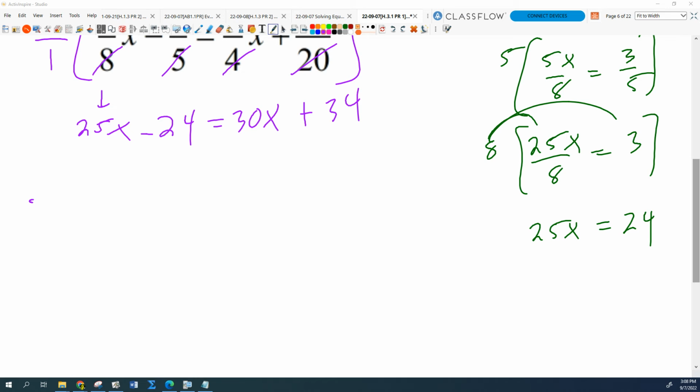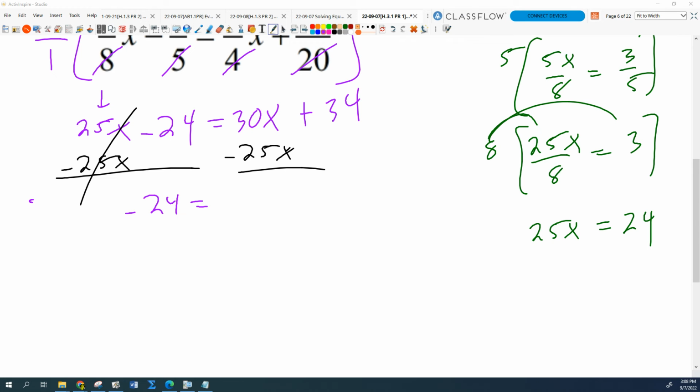Now all I've got to do, where am I going to push the x's on this problem? Left or right? I'm going to go to the right because I want a positive coefficient of x, right? So I would just subtract 25x from both sides. So those guys cancel. And then look what I get. Negative 24 equals 5x plus 34. Now I just isolate x. What would the steps be in order to?